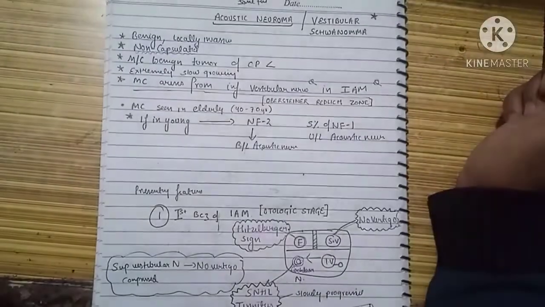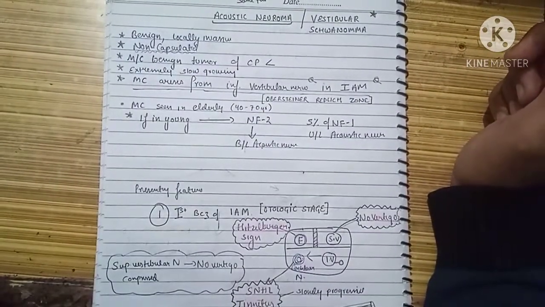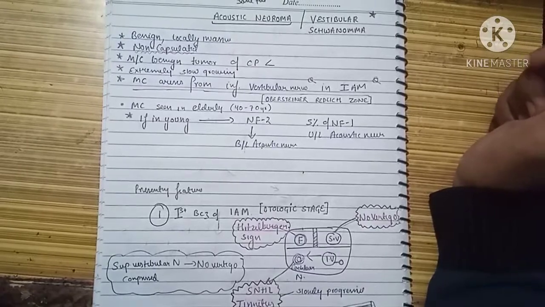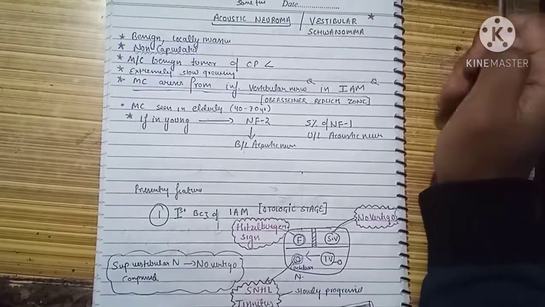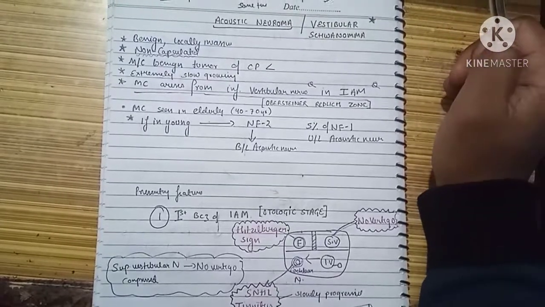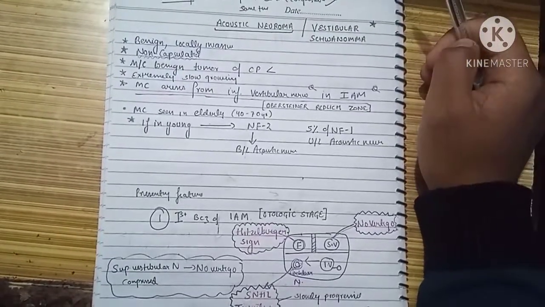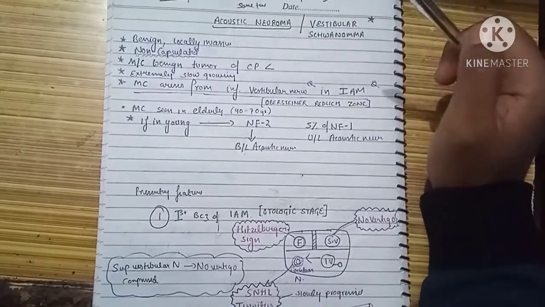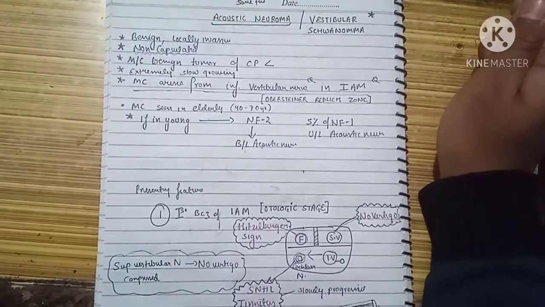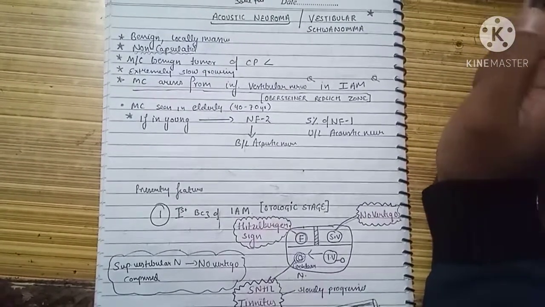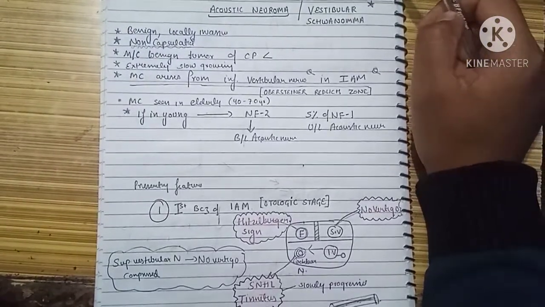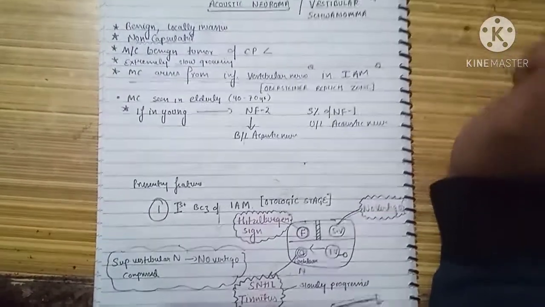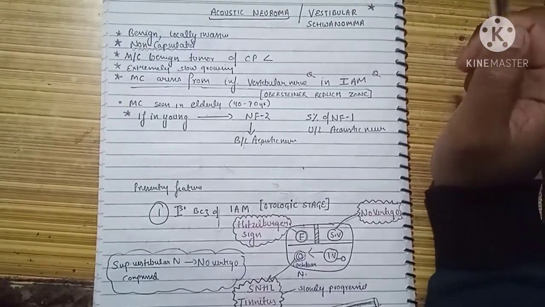Hello everyone. So today's topic is acoustic neuroma, also known as vestibular schwannoma. Now this is a benign and locally invasive tumor and the most common benign tumor of the cerebellopontine angle. Though it is benign, it is still non-capsulated, contrary to most benign tumors, and it is an extremely slow growing tumor.